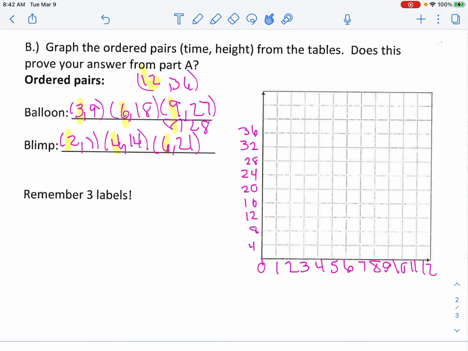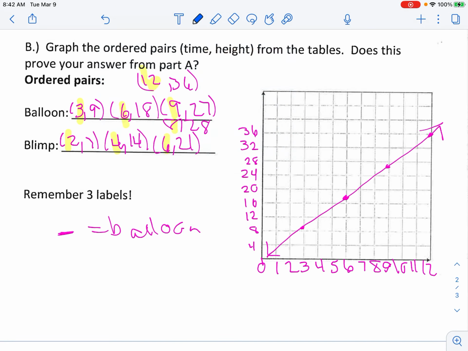Okay, so I'm going to graph the balloon first. So 3, 9, right 3 and up 9, that would be just above the 8. 6, 18, right 6, and between 16 and 20. 9, 27, and 12, 36. Okay, so I'm going to put pink line equals balloon.